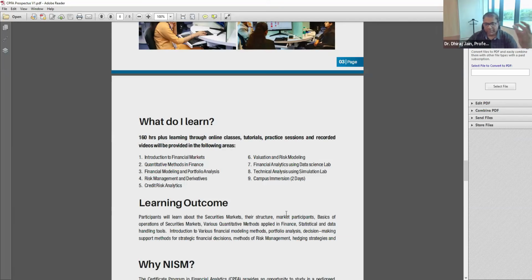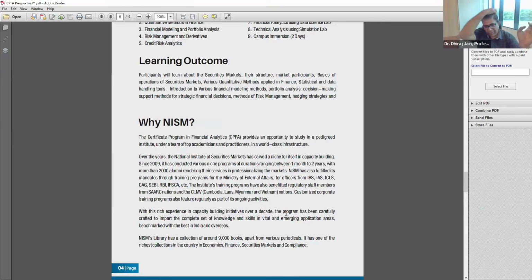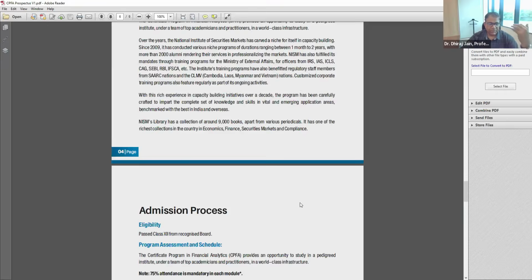Here you learn about the security markets, as I told you, market participants, how markets operate, the different quantitative methods in finance, statistical methods, data handling tools, portfolio analysis, decision making, risk management, hedging strategies, etc. Of course, NISM, I don't need to tell you about NISM. We have our website where almost all the information is there, so you can get first-hand information. We come directly under SEBI, which is the regulator of the markets, and whatever studies we have will be directly connected to the financial markets only. We have a very big library, and this whole information is there on the website.